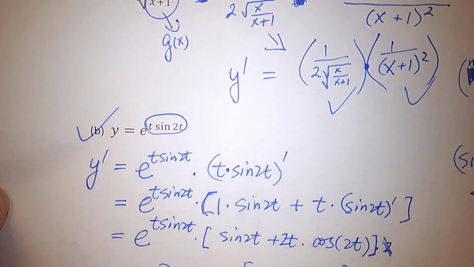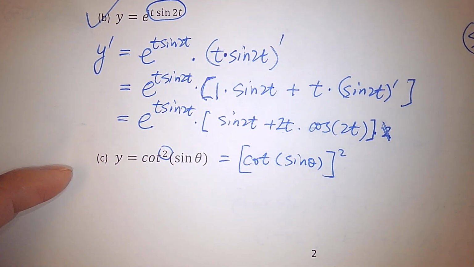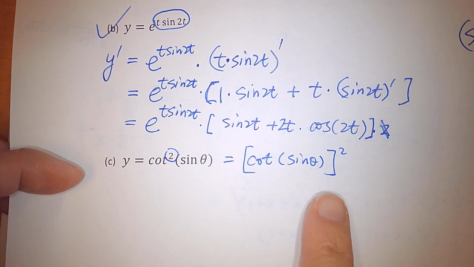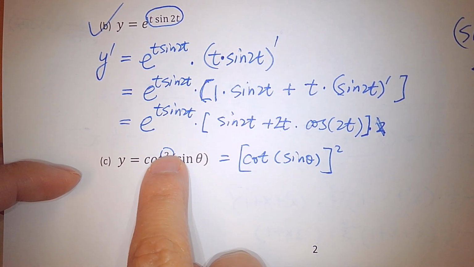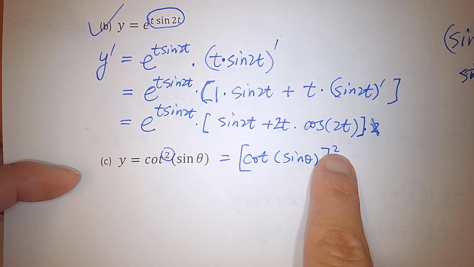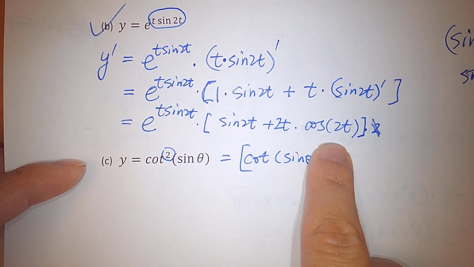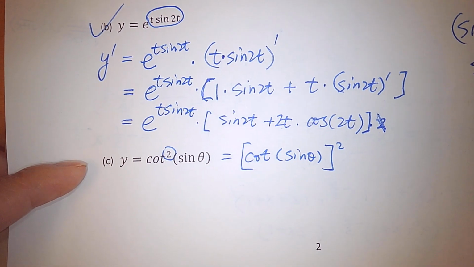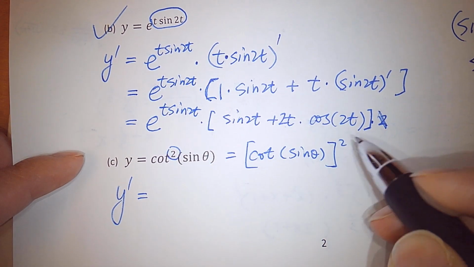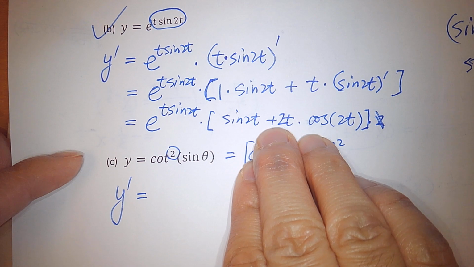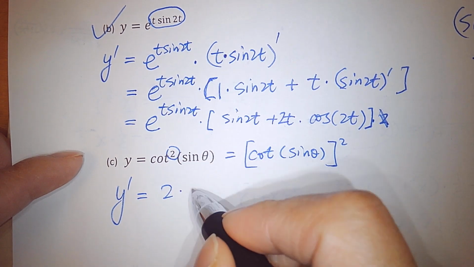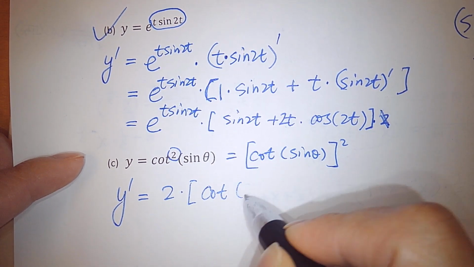Now let's look at question C. I will do this one for us, okay? Remember we talked about trig functions, some exponent can be written by this. So we can tell the square is the most outer layer, okay? So the derivative equals, what is the derivative of a square? Power rule, right? 2 times cotangent of sin of theta.